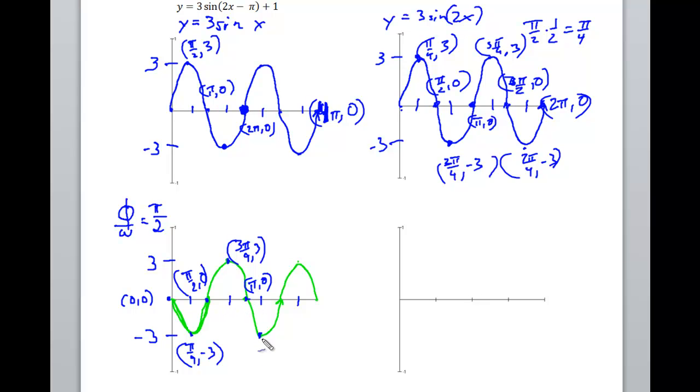And then we're going to move down here. This is going to be 5 pi over 4, comma negative 3. This here is going to be 6 pi over 4, which is the same thing as 3 pi over 2. Did it again there. 3 pi over 2, comma 0. 7 pi over 4, comma 3. And then 8 pi over 4, which is the same thing as 2 pi, comma 0.